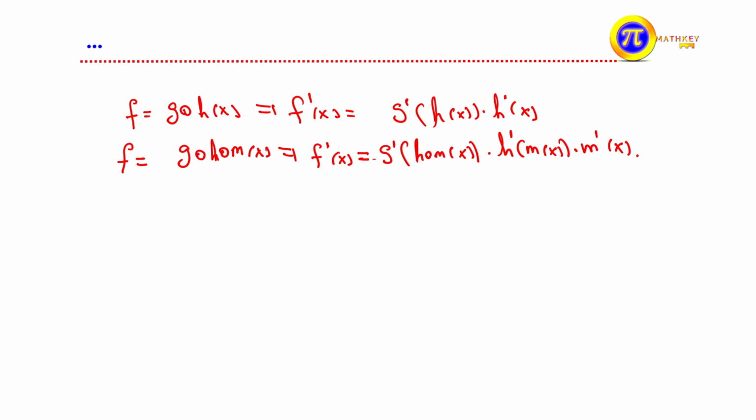So when we use the chain rule, we derive the composition function. First we take the derivative of g at h of x, then the derivative of h of x at x. By applying the chain rule like this, we can find the derivative of any function.